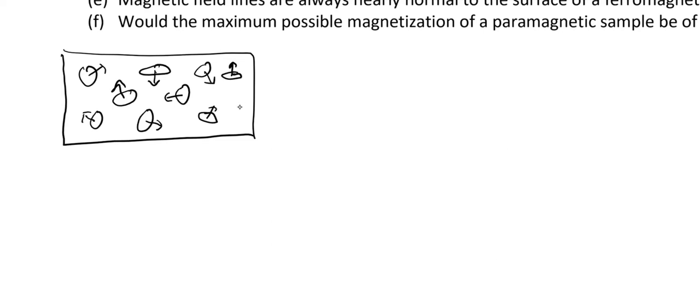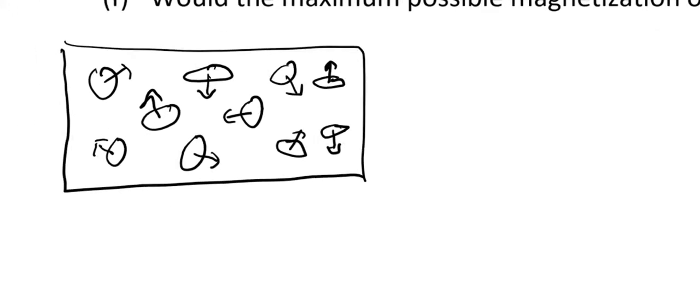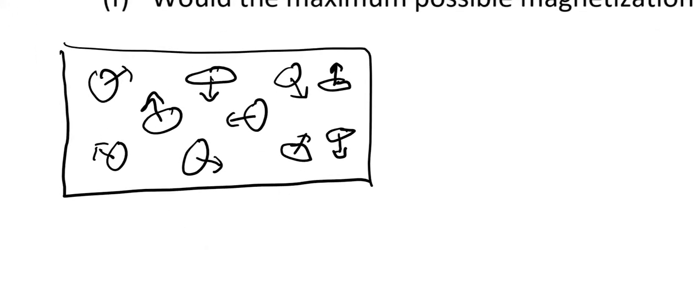So a paramagnetic substance is described like this. The circles indicate atoms and the arrows indicate the direction of the dipole moment. This is the standard way of describing a paramagnetic substance. And why are the arrows randomly oriented? Because in the absence of an external magnetic field there is no net magnetization.